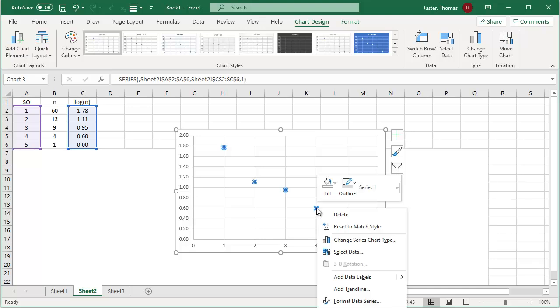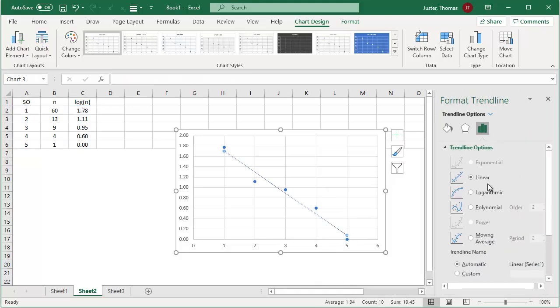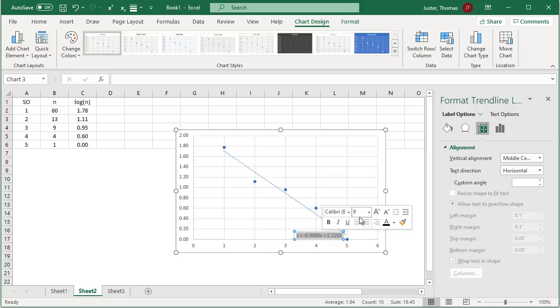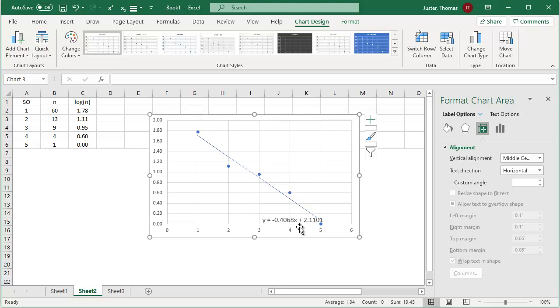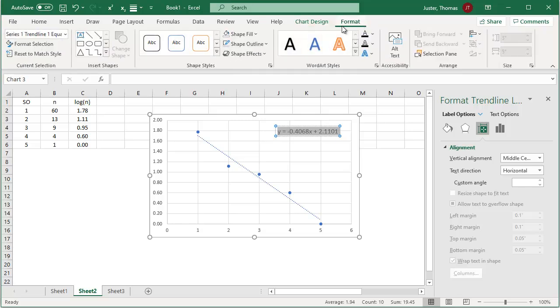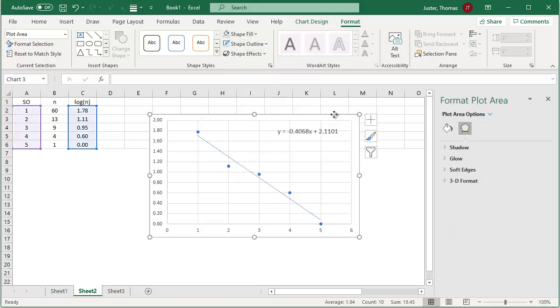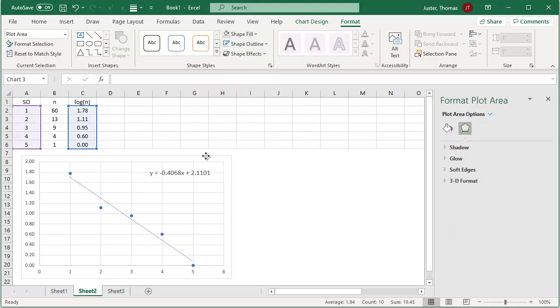I'm going to now click on this and fit a trend line, a linear trend line, and I'm going to tell Excel to display the equation on the chart. Let me make it bigger so it's easier to see. I always have to do this. My eyes aren't very good. So there's the equation, and I'm just going to make it easier to see. Okay. So there is my graph.